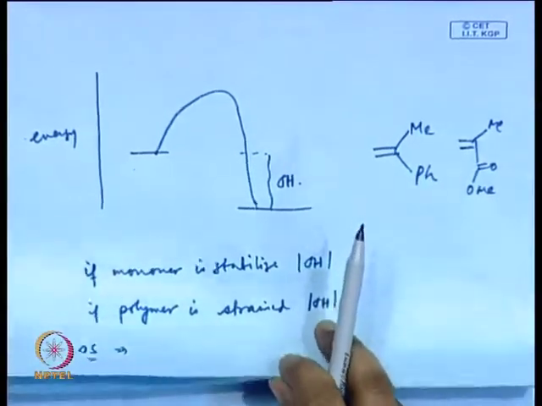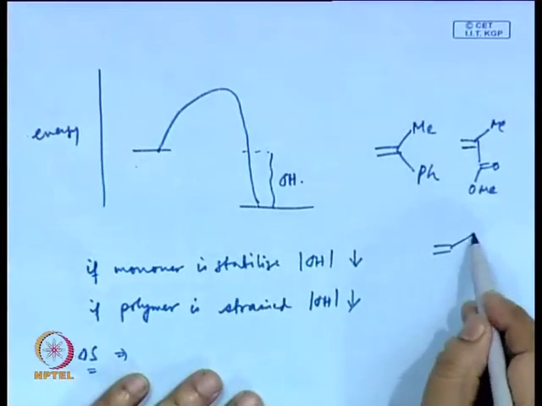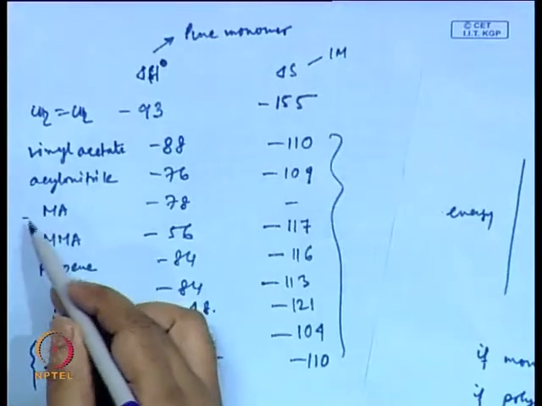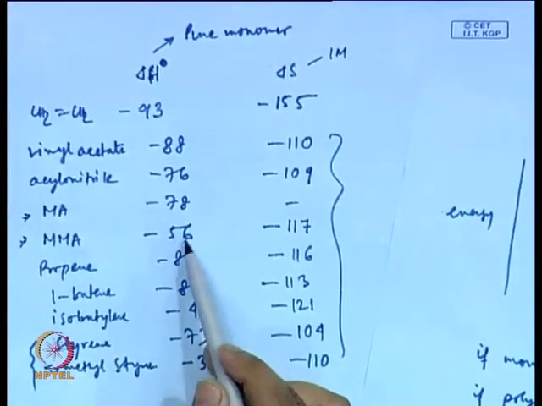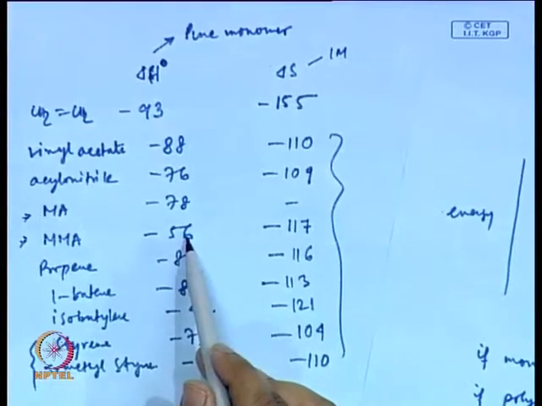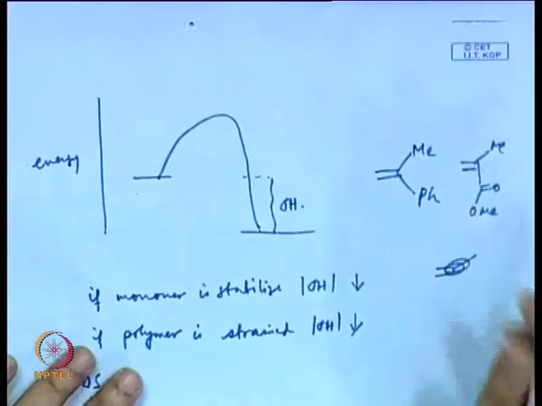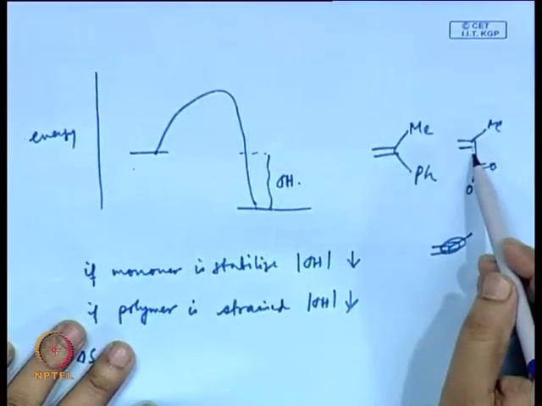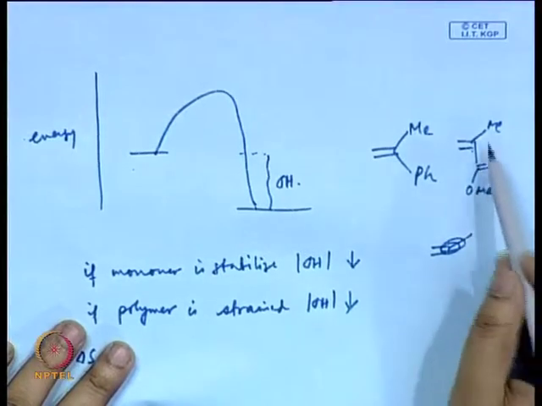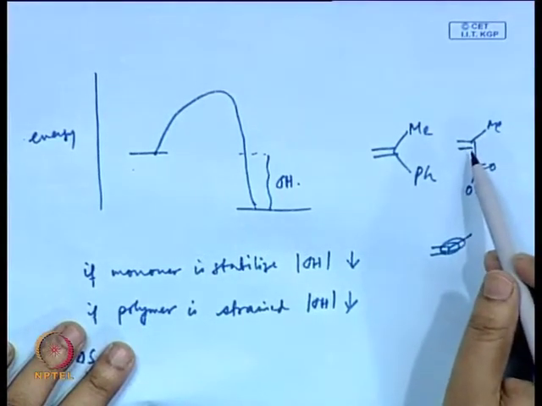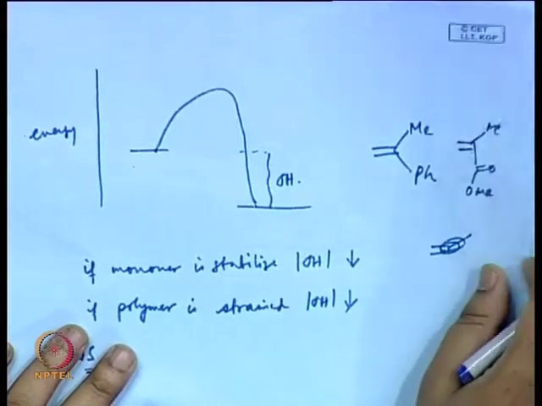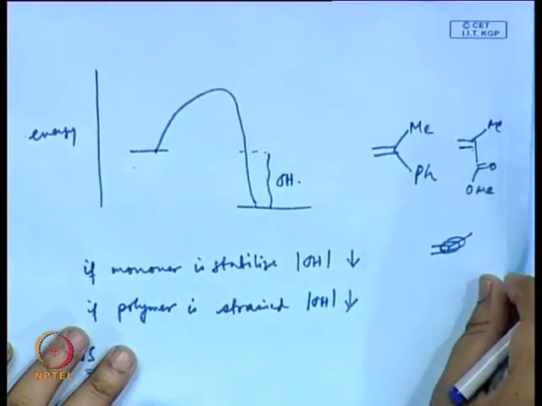You can compare between the values between MA and MMA. If you compare between MA and MMA, they are very close. They are close, but MMA is having much lower, because in case of 1,1 substituted the strain is much more compared to if you have only one substituted monomer. So, a polymer resulting from MMA will be much more strained compared to a polymer from just methyl acrylate. Okay.